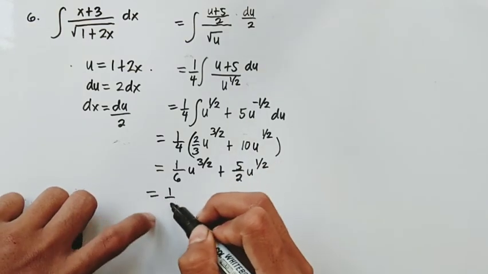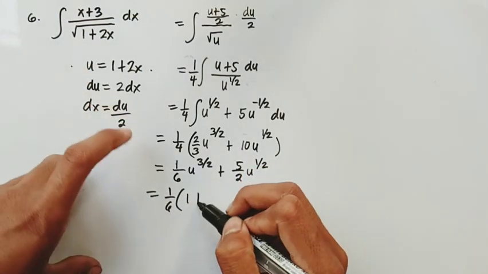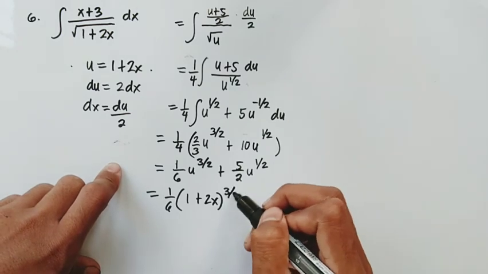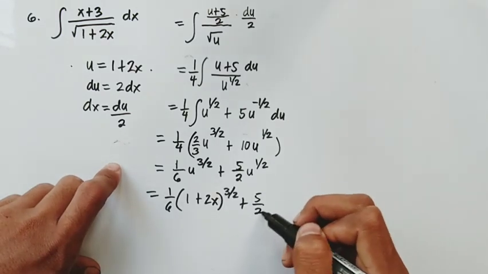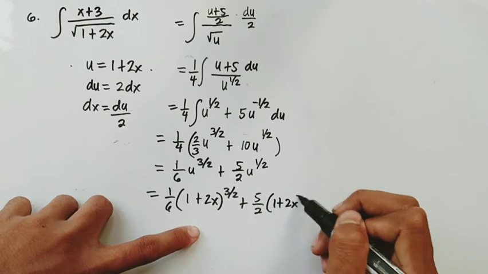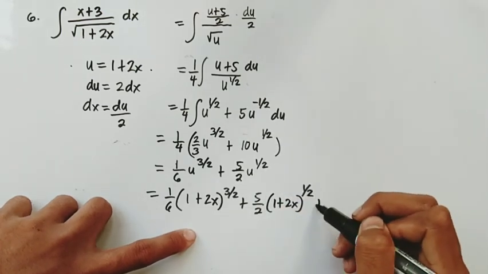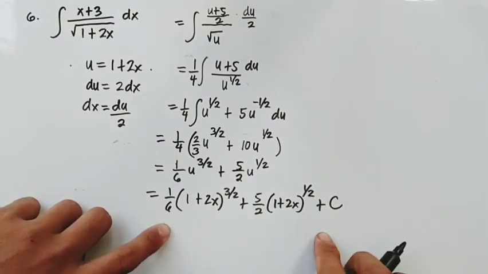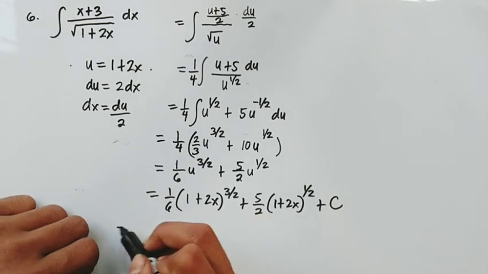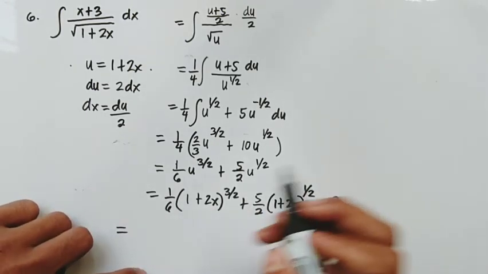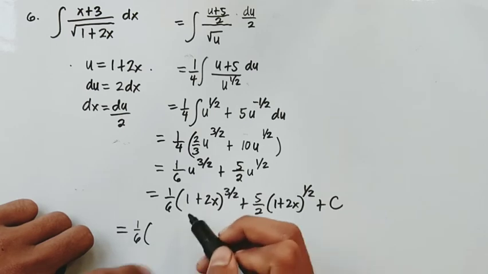And now, balik tayo sa u. Diba, ang u is equal to 1 plus 2x raised to 3/2. Tapos, etong u, 1 plus 2x, raise natin to 1/2. And don't forget the plus c. And eto, pwede rin natin to masimplify pa. 3/2 is equal to 1 plus 1/2. So, pwede natin siya hiwalay.